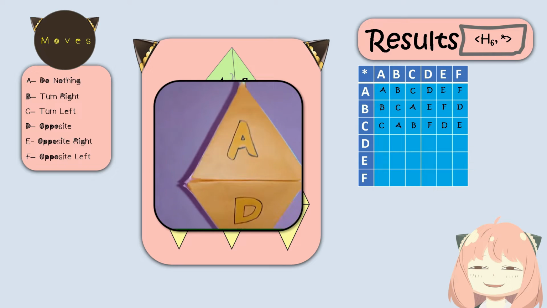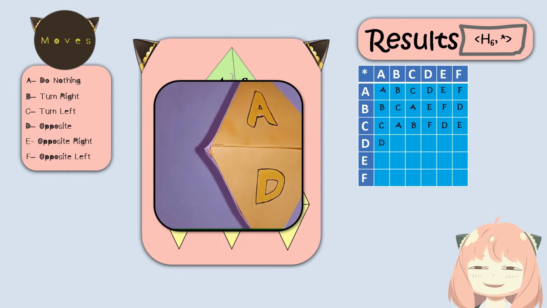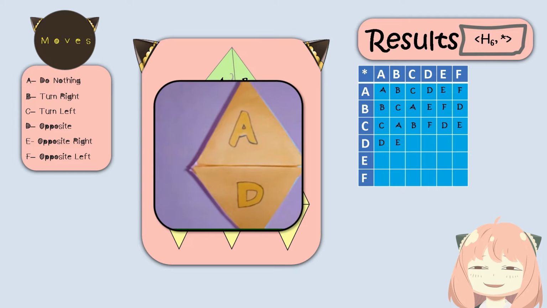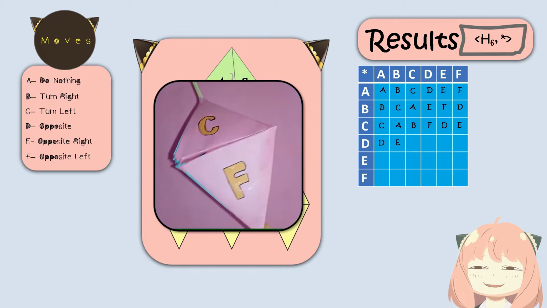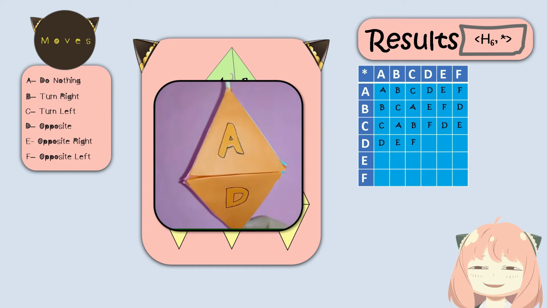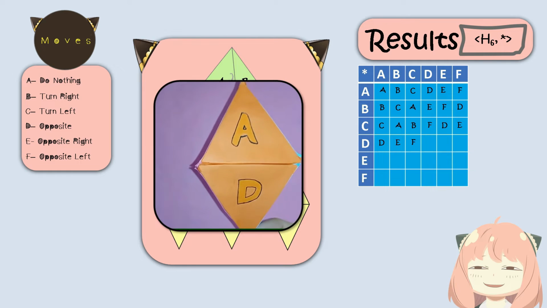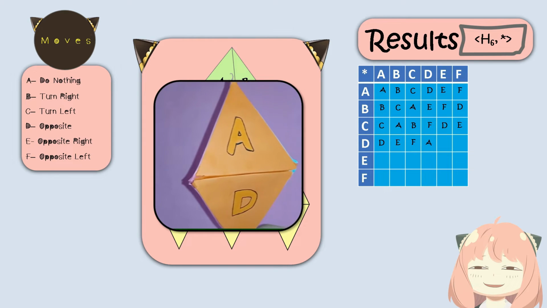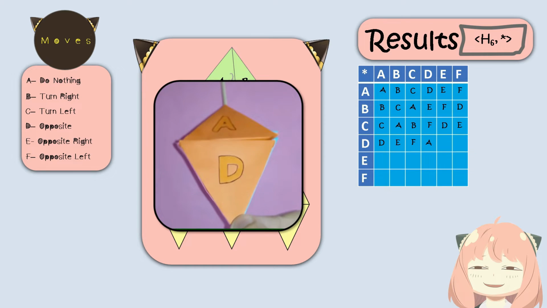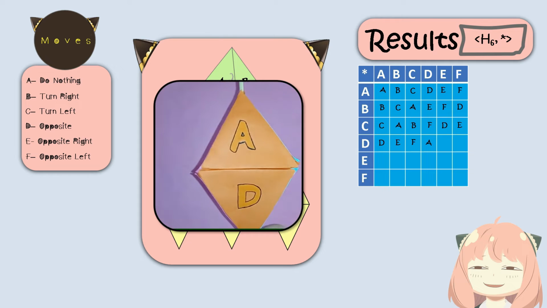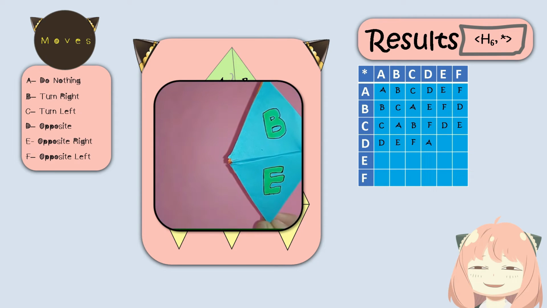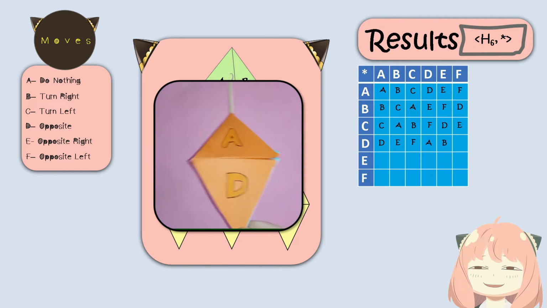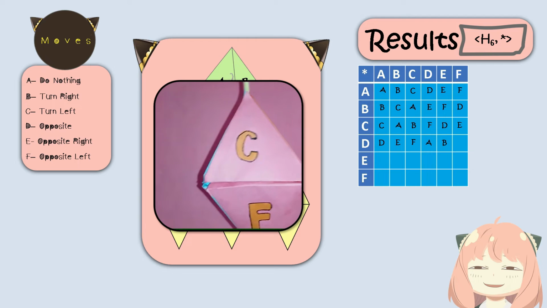Next, D star A, opposite then do nothing, D. D star B is opposite and then right, E. Next, D star C is opposite, then turn left, F. Next, D star D is opposite, then opposite, A. Next is D star E, opposite, then opposite right, B. Next is D star F, opposite, then opposite left, C.